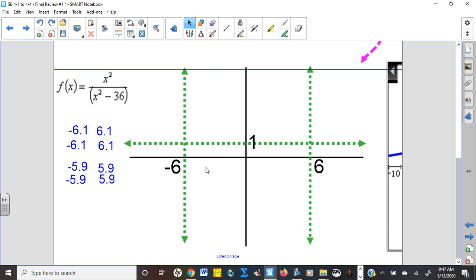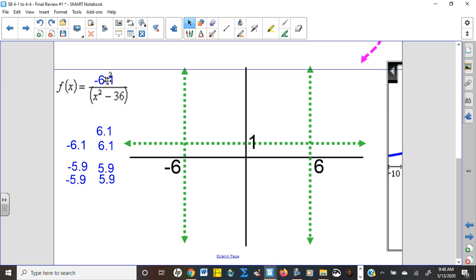So if I plug a number just a little to the left of negative 6 in, the top is going to be positive every time because I'm squaring it, right? It's always going to be positive. Now the bottom, this value will be squared, but then I subtract 36. So any number that's bigger than 6 or less than negative 6, once it gets squared, is going to be bigger than 36. And so then my difference down here would be positive, meaning that if I put negative 6.1 in here, I'd get a positive on top, a positive on the bottom, I'd get a positive.